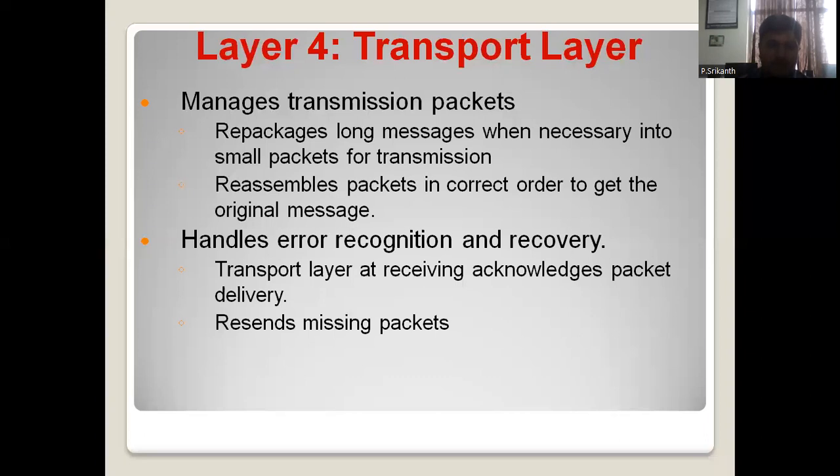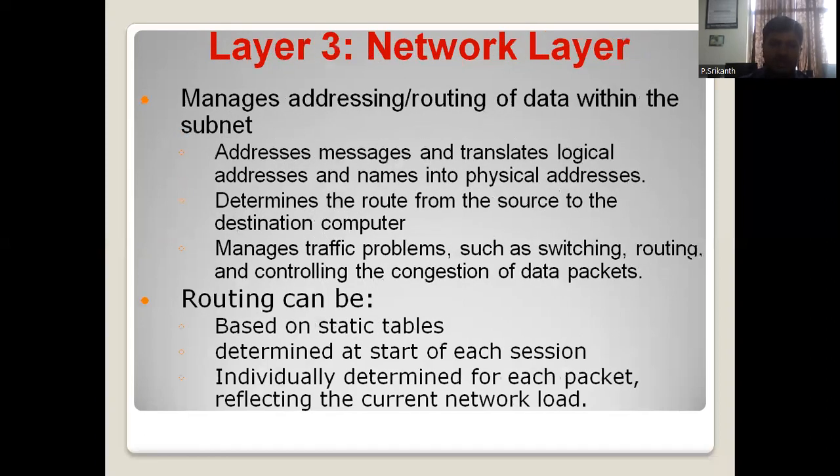So it can find out the errors, like missing data. It will find out the missing data and report it to the sender, saying the data is missing. So that is the work of the transport layer. And next, coming to the next layer, the network layer.